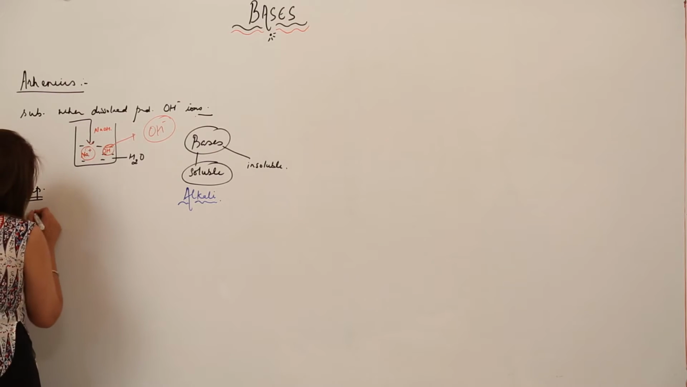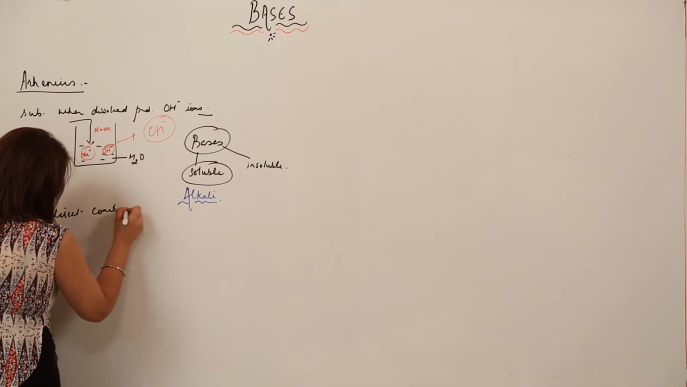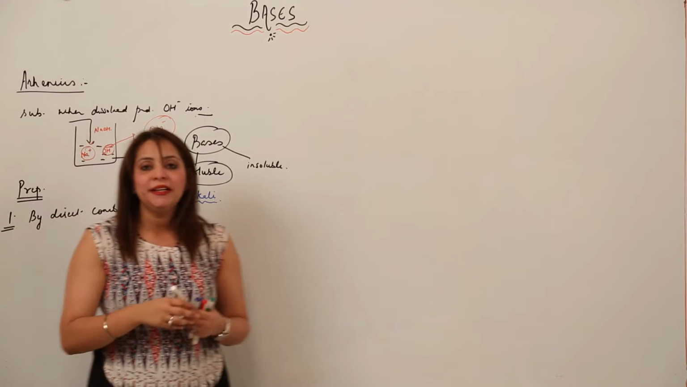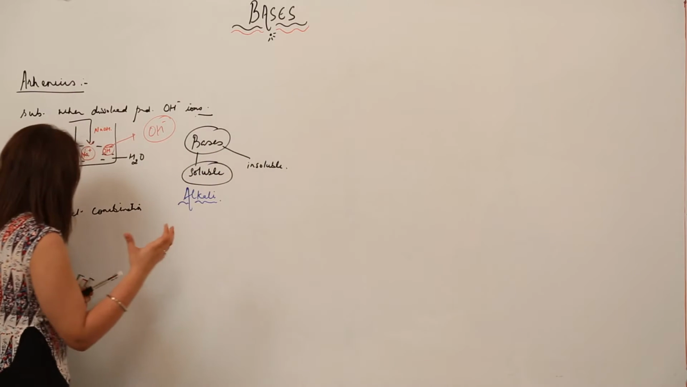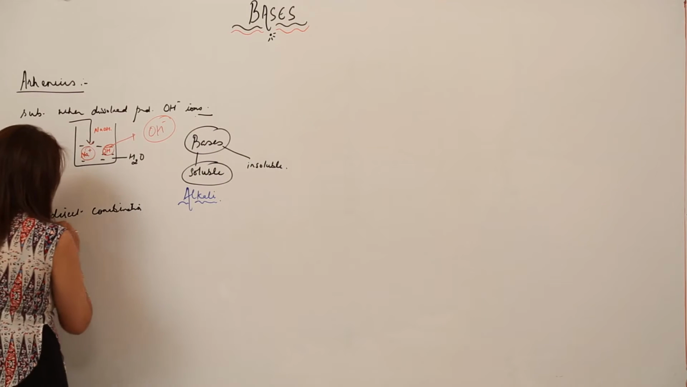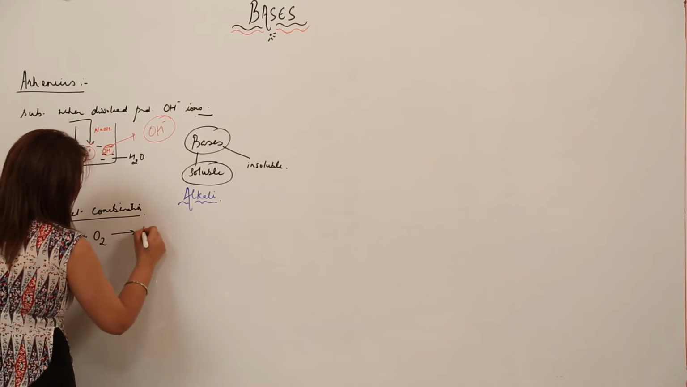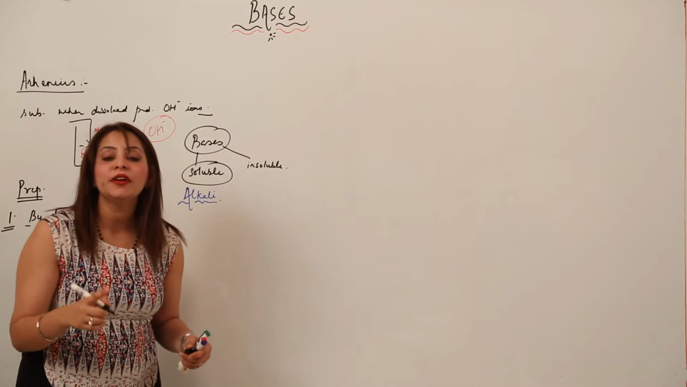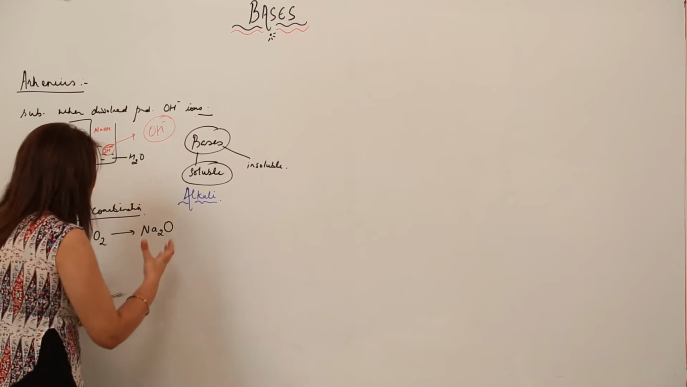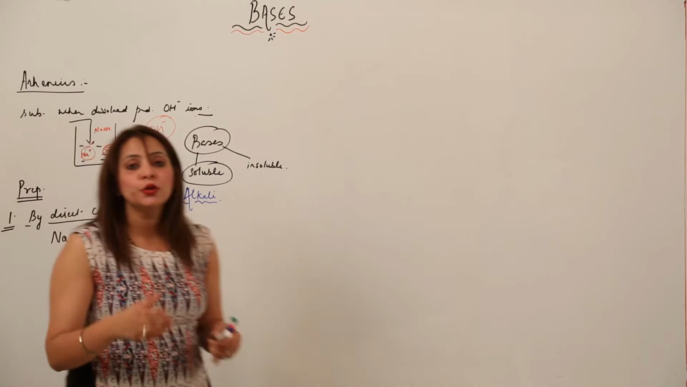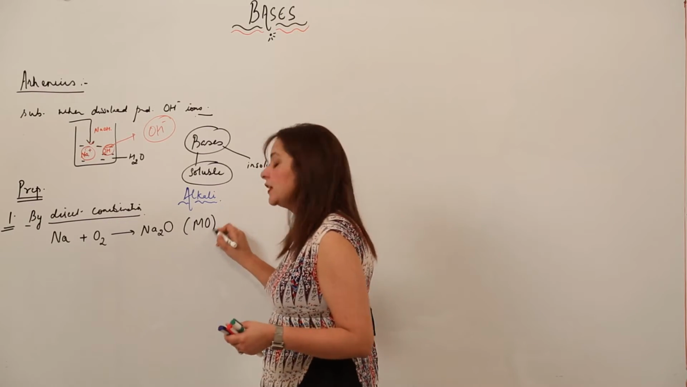The first method is by direct combination. That means we directly combine substances which will give rise to the base. Look at the board. Suppose we have Na and we add oxygen to it. We know any substance reacting with oxygen gives rise to an oxide. So obviously an oxide is going to form, and as you can see, it is sodium oxide. Sodium is a metal, so in general it is a metal oxide.